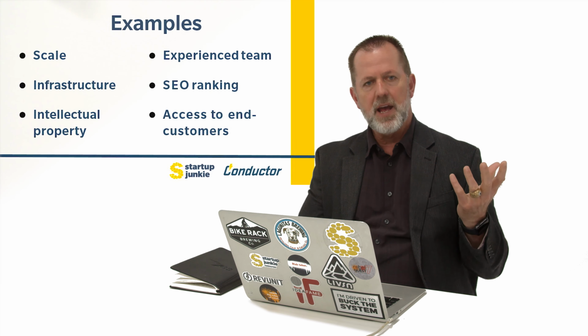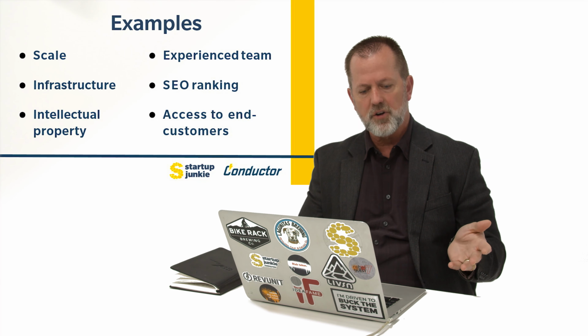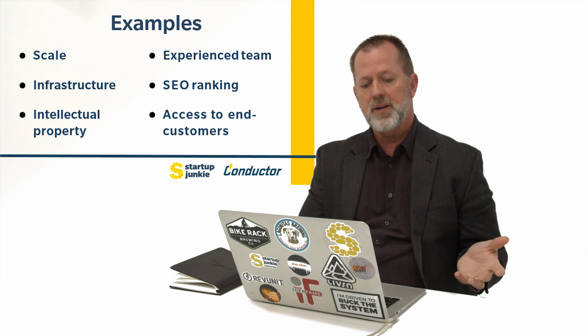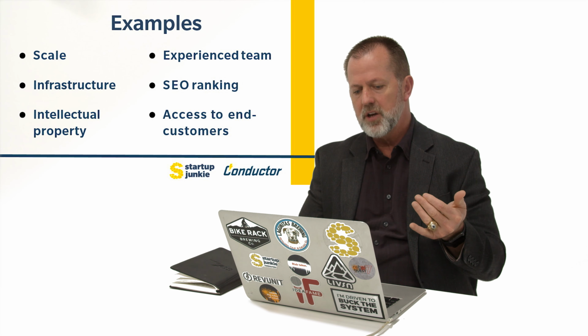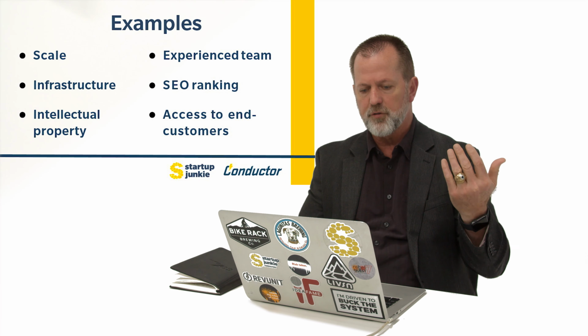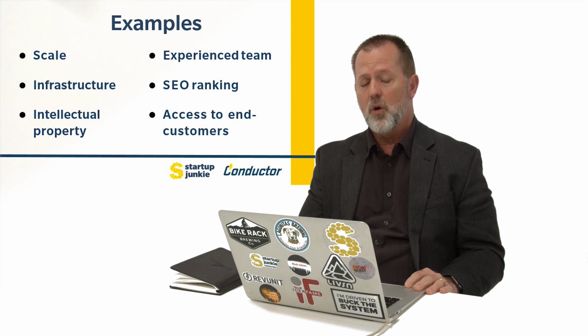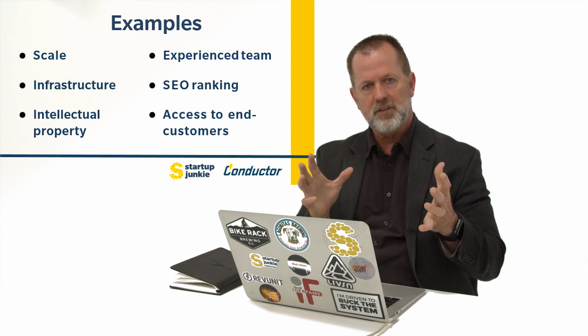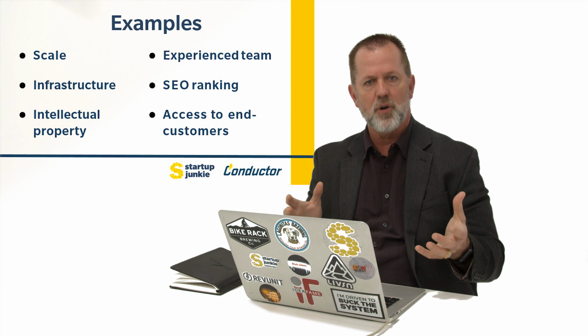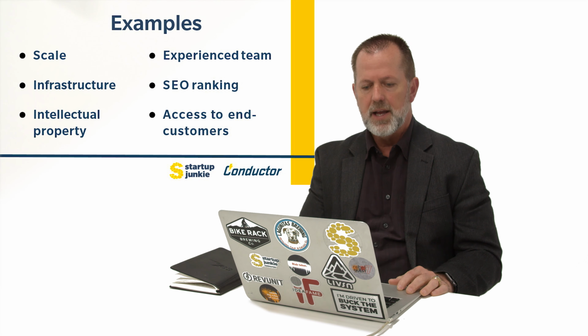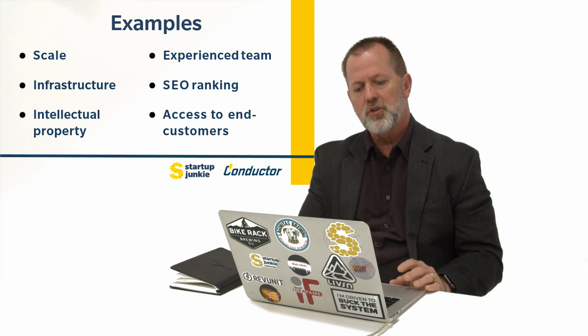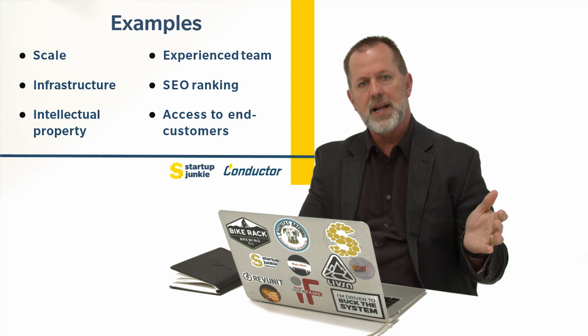So for example, it can be things like you've got scale already, or you've got infrastructure that's hard to replicate, or you've got a really experienced team. You've got some super high SEO ranking. You're always coming up on the first listing on a Google search. Or you've got really important relationships to end customers. But that collection of things is what gives you the advantage over your competitors. And if you don't have those sorts of things, then you're just competing on your ability to execute and on price, and that's very difficult for an early stage business.